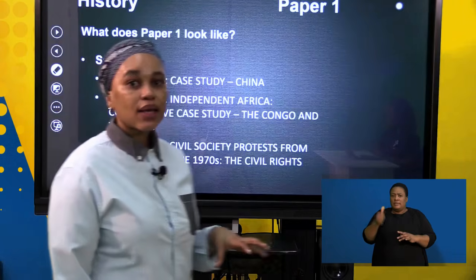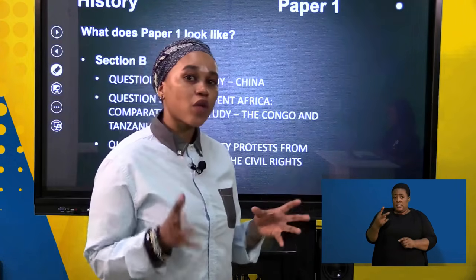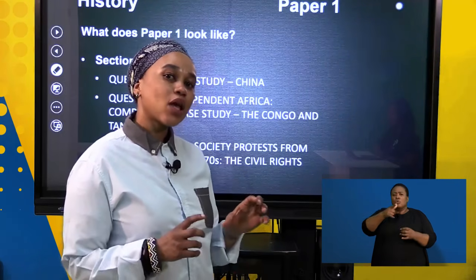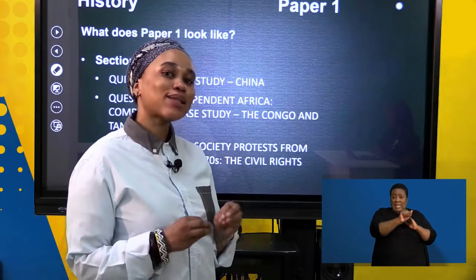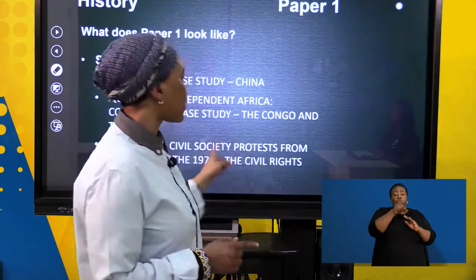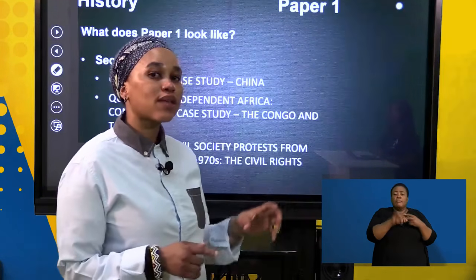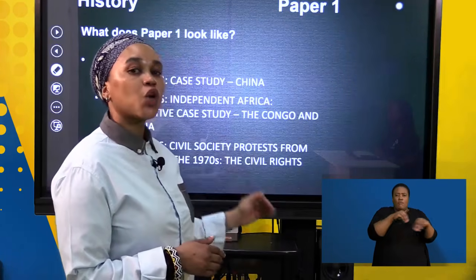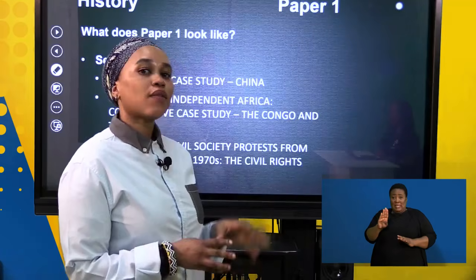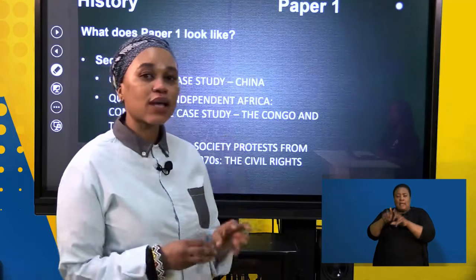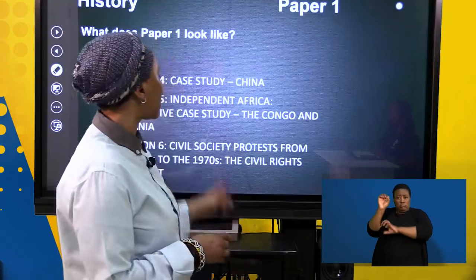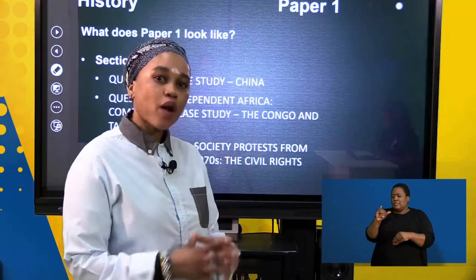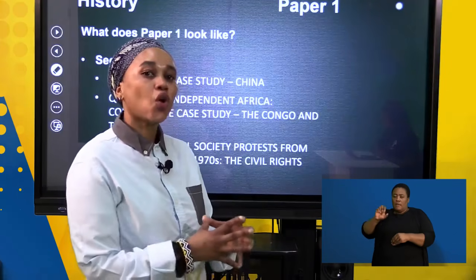So again, guys, as you can see, this is very important because remember I told you that for section A, which is a source-based section, you'll find the civil society protests, but the focus there is the Black Power movement. And then for section B, which is the essay section, the same topic, civil society protests, the focus there is the civil rights movement. So when you are studying and preparing for your exams, you should know what to expect.